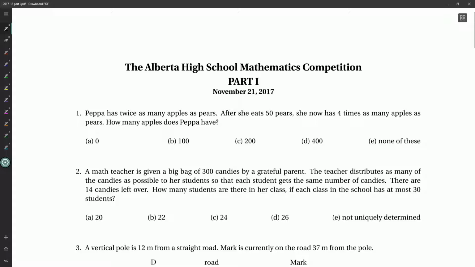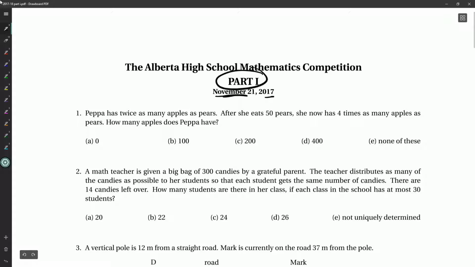This time we're going to be looking at Part 1. Remember, the Alberta contest comes in two parts. Part 1, which is usually written in November, and then there's Part 2, which is written, I think, in February of the next year. So this is going to be from the 2017-2018 school year.